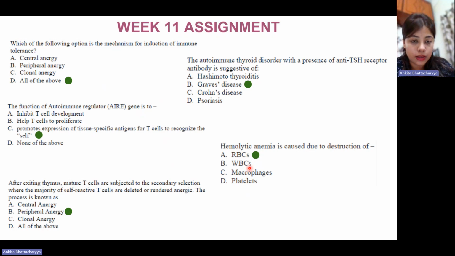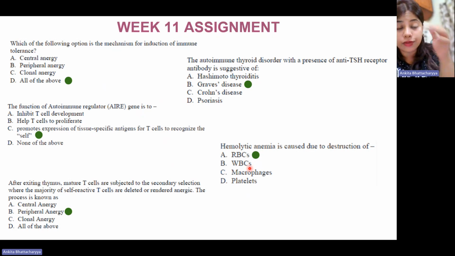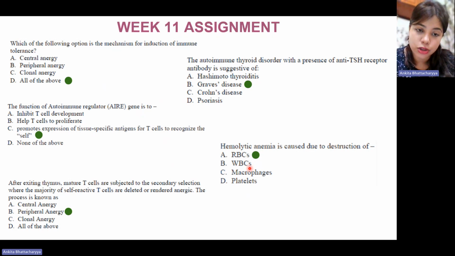So hemolytic anemia, as the name indicates, even if you're not already familiar with it, is because of the destruction of RBCs or red blood cells, and therefore it sets in this autoimmune disease condition. So that is option A.